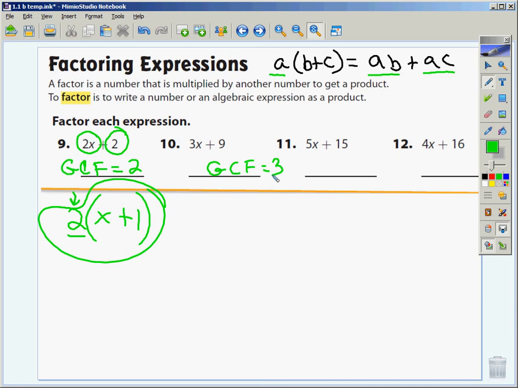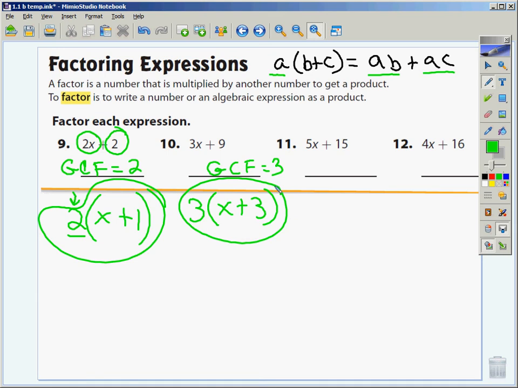If I take a 3 out, what would I multiply 3 by to get 3x? X. What would I multiply 3 by to get 9? 3. Do I need to do the other 2? Or do you guys have a good idea of how to do them now? We all good? Yeah. Do one more?